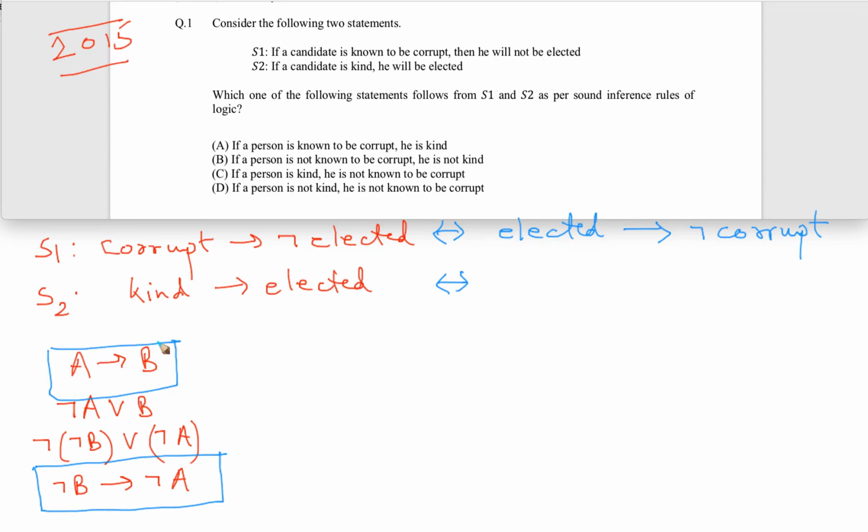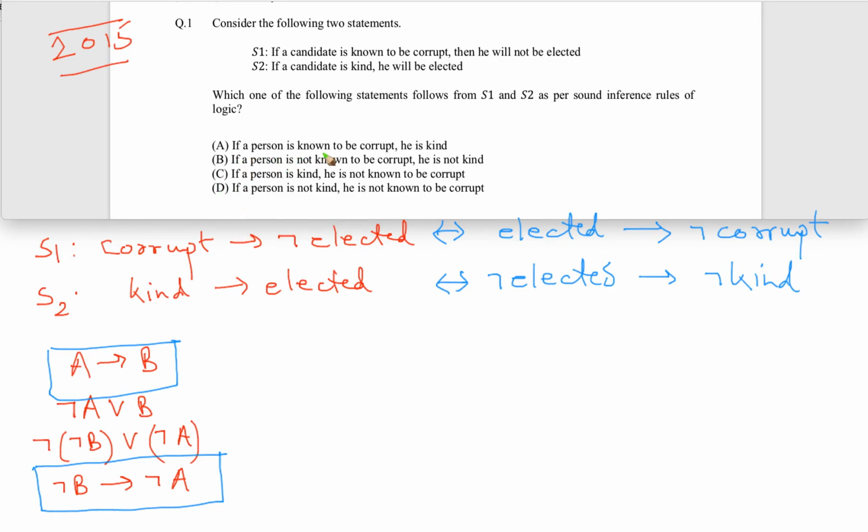However, I have just given you the reference of why it can be thought of in that way. Again, kind implies elected, so in the same fashion I can say that not elected implies not kind. Got it? Okay, so these two things have been derived from statements S1 and S2. Now let's start with all the options A, B, C, D which are given, and then we'll figure out which one of them is correct.